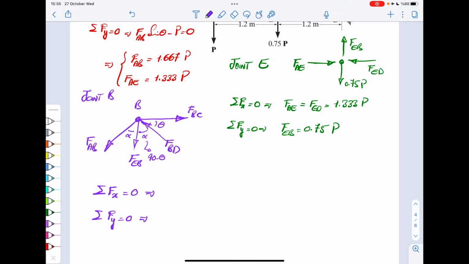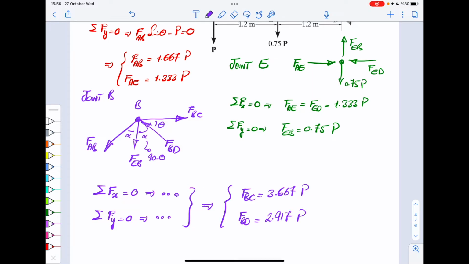I don't write the expanded version. You know by now how to do this. This is just multiplying them by sine, cosine of those angles, adding them up, setting them to 0, and then eventually you end up with, let's say, 2 equations, 2 unknowns, and from that you can calculate your FBD and FBC. So FBC would be 3.667P, and FBD is 2.917P.